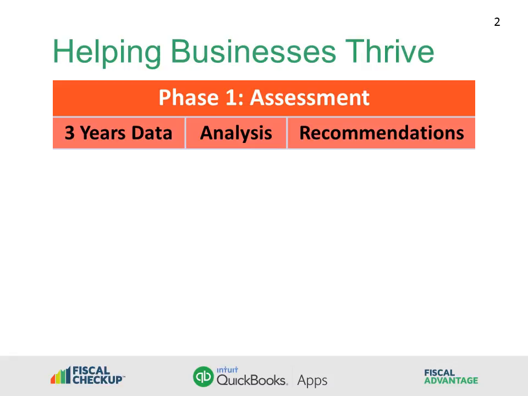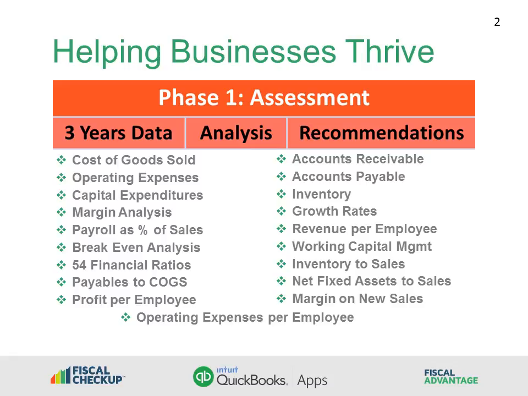In the first phase, Fiscal Checkup conducts a deep assessment into all of the variables listed here, and we identify areas for profit and cash flow improvement. Once specific recommendations have been identified, the software monetizes the precise profit, cash flow, and business value that can be generated from implementing the improvements.